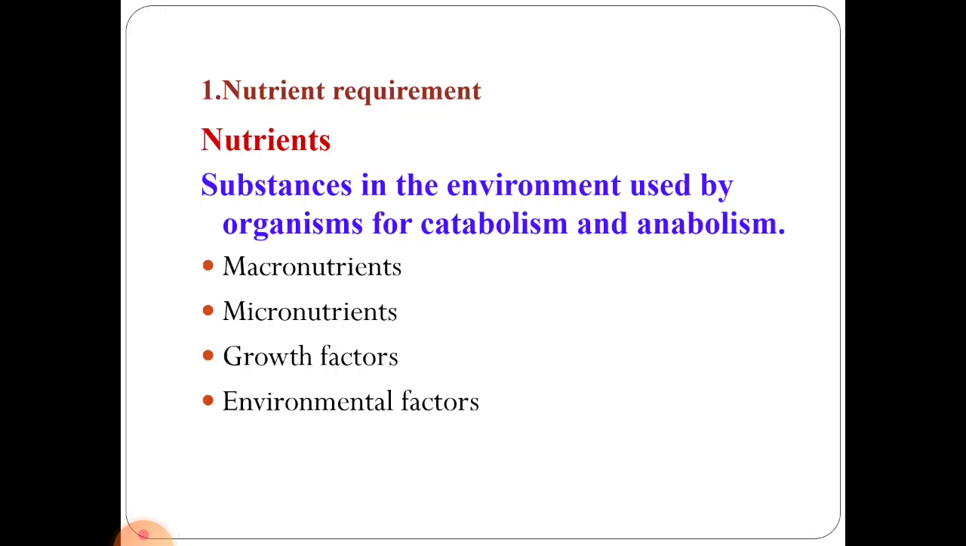Summary. In the first video, we have discussed about nutritional requirements of microorganisms, where we discussed about various nutrients required by the organisms. These nutrients are substances in the environment used by organisms for catabolism and anabolism. The nutrients are of 3 types: macronutrients, micronutrients and growth factors. Along with these nutrients, microorganisms also require environmental factors which influence the growth of the microorganisms.